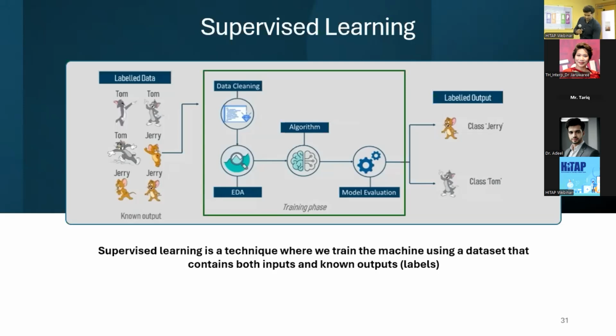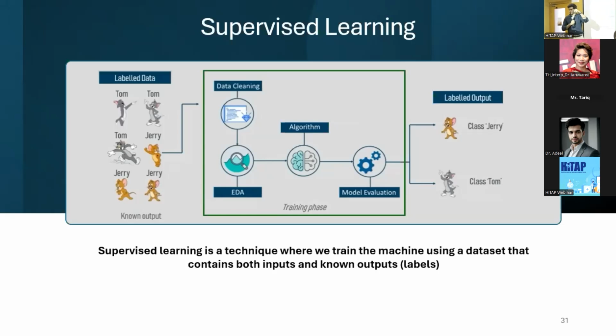In the same way, here you can see we give the different pictures of the characters, but we label each picture separately so that the machine will understand this shape is also Jerry, this shape is also Jerry, and this as well. And the others are Tom. And we will follow the same steps as I mentioned before.